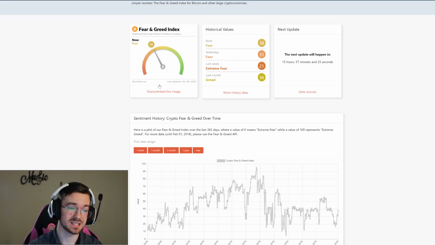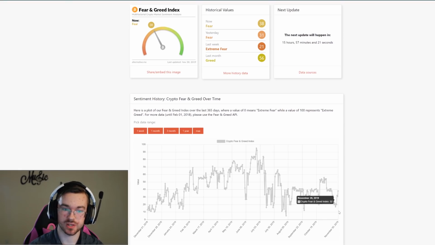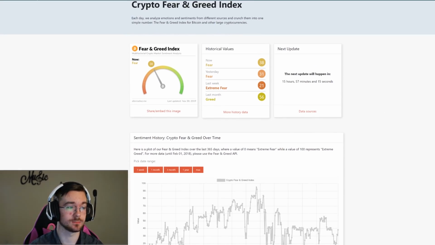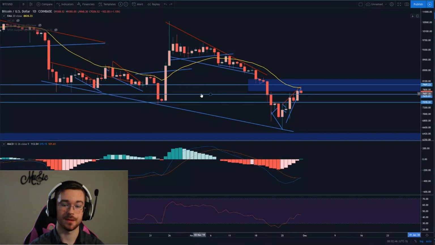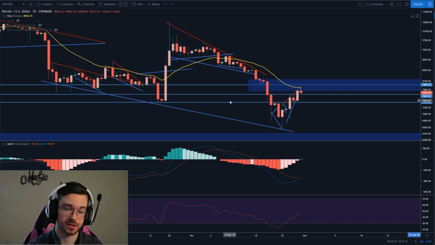But we are starting to look less fearful. That's actually a bullish sign for me. As you can see, Bitcoin's crypto fear and greed index is moving to the upside. I think that means that more people are getting bearish, which means that the majority of people are going to be wrong. I think that's a good sign to be pushing us in the right direction.